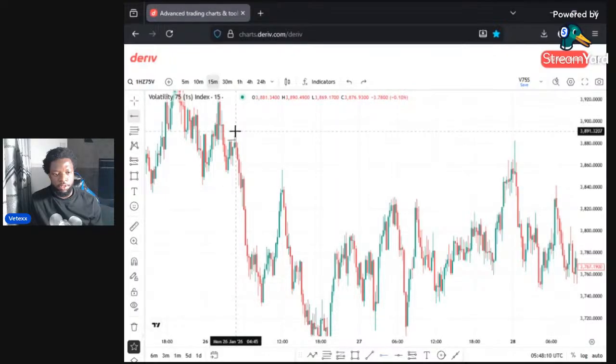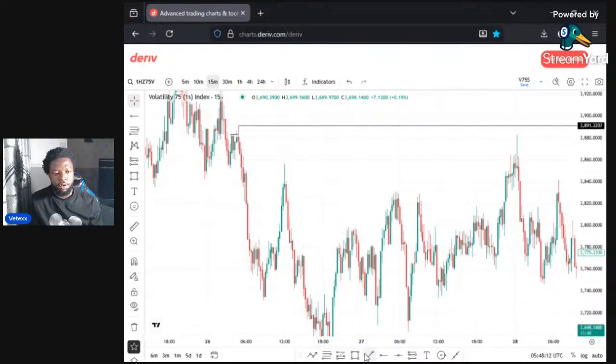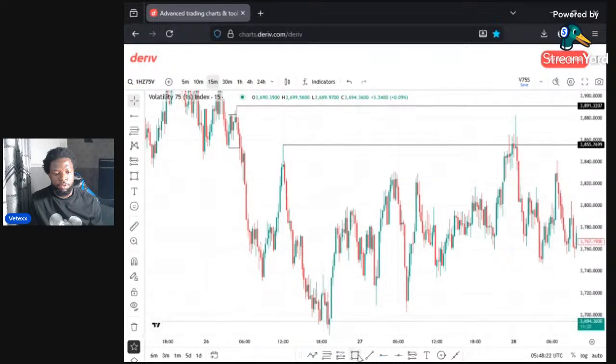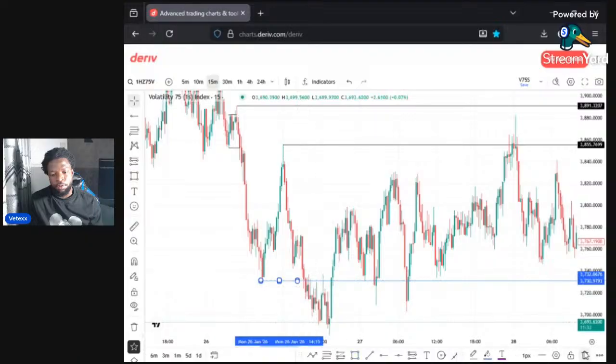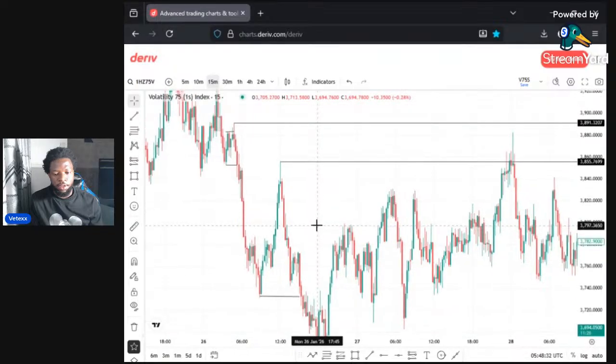We have our protected high. Okay, watch closely, this is the 15 minutes time frame now. Then we have our protected high, and what? We have our second break of structure. And then this is what? This is our point of interest. This becomes our point of interest.